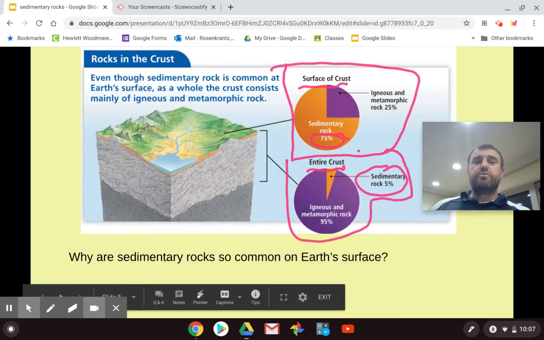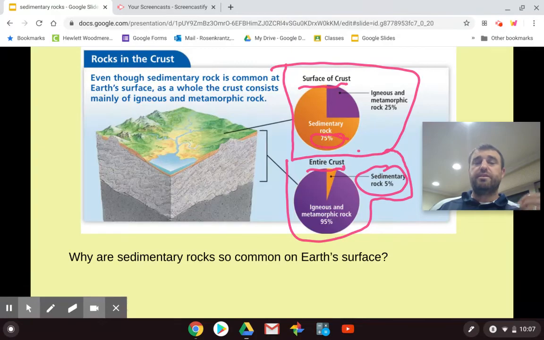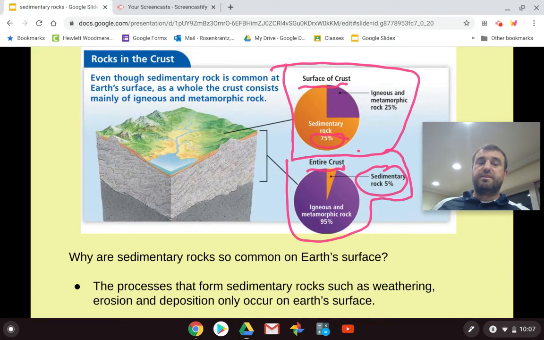So why are sedimentary rocks so common on the surface? So why do we find them on the surface but not deep down? And it's a simple answer. Guess where the only places are that you can form sediments? The surface. You can't have the processes of weathering and erosion and deposition happening deep under the ground. So since the processes that form sedimentary rock occur on the surface, then you're only going to get sedimentary rocks on the surface. That's the answer. So once you start digging down, that's when you hit your igneous and metamorphic.